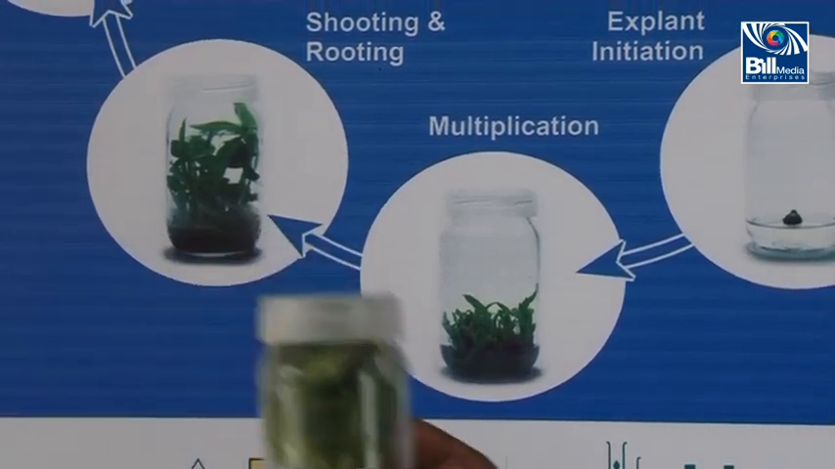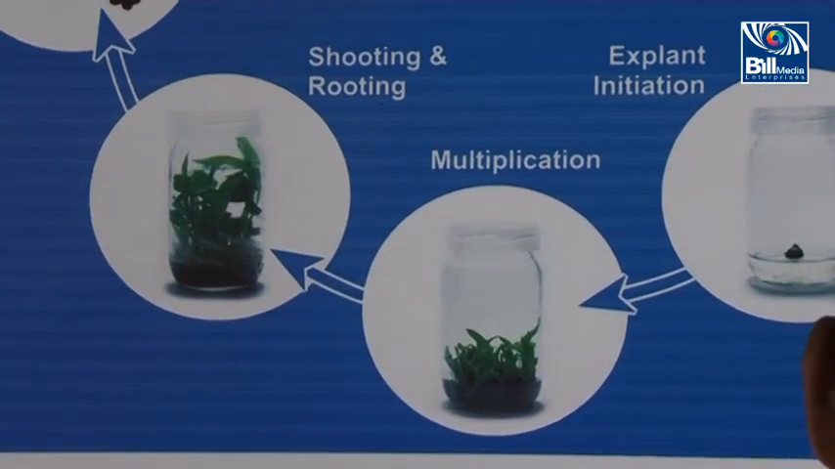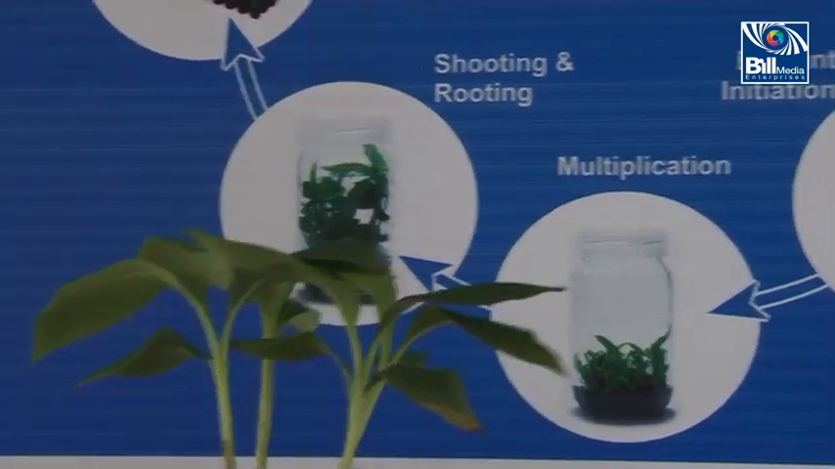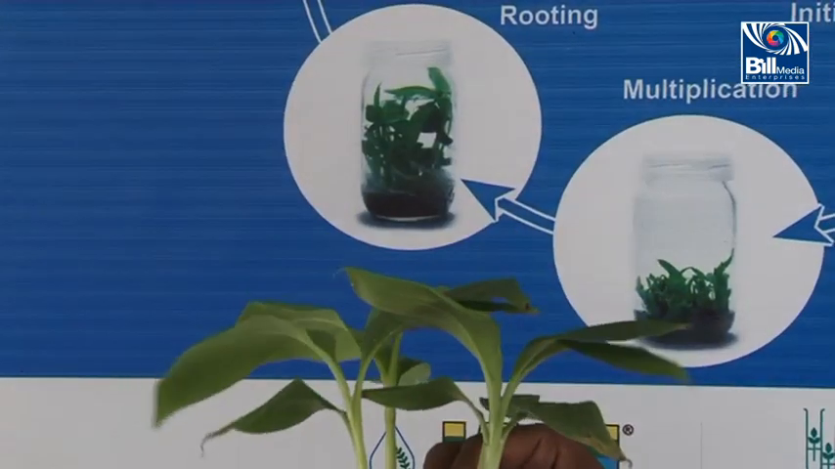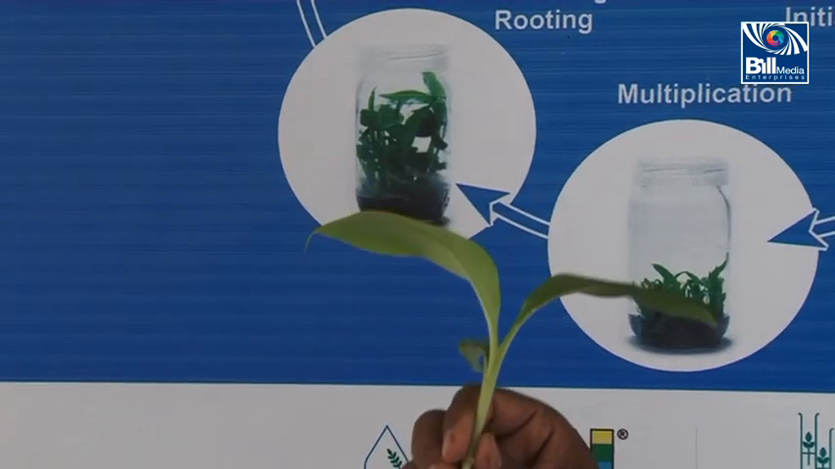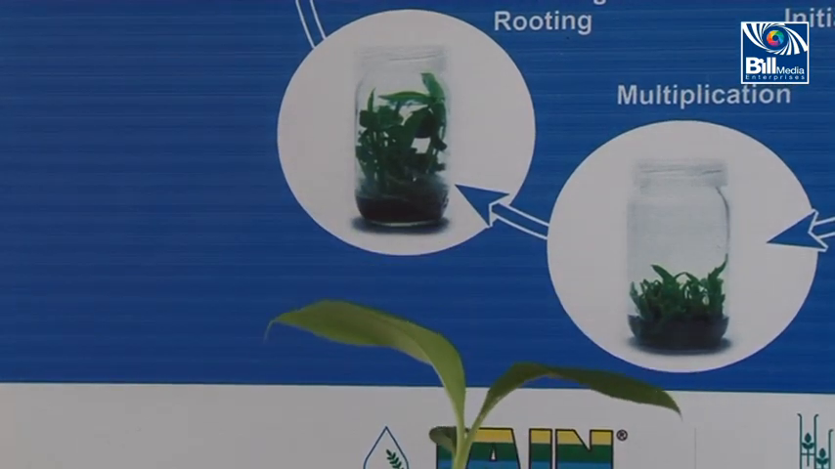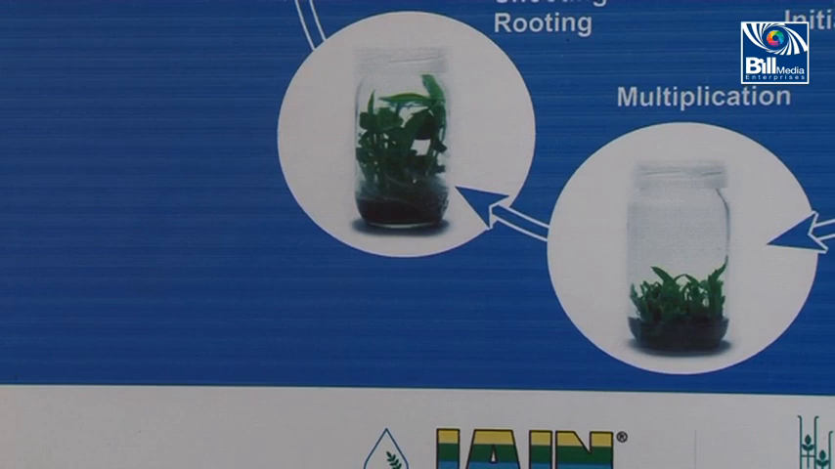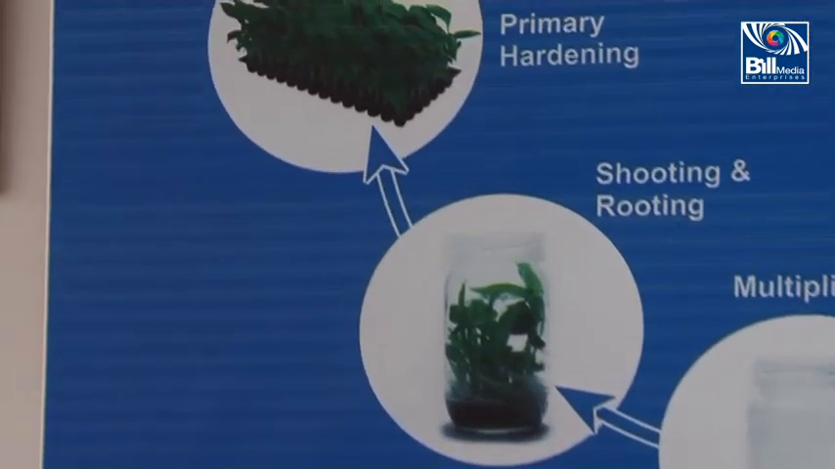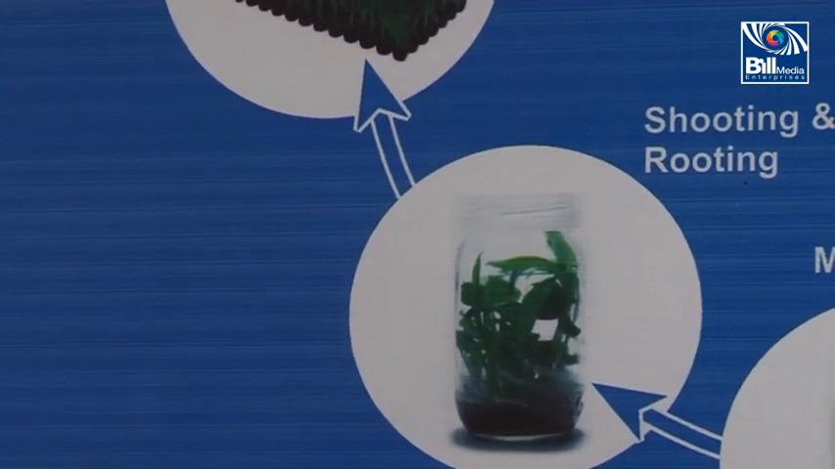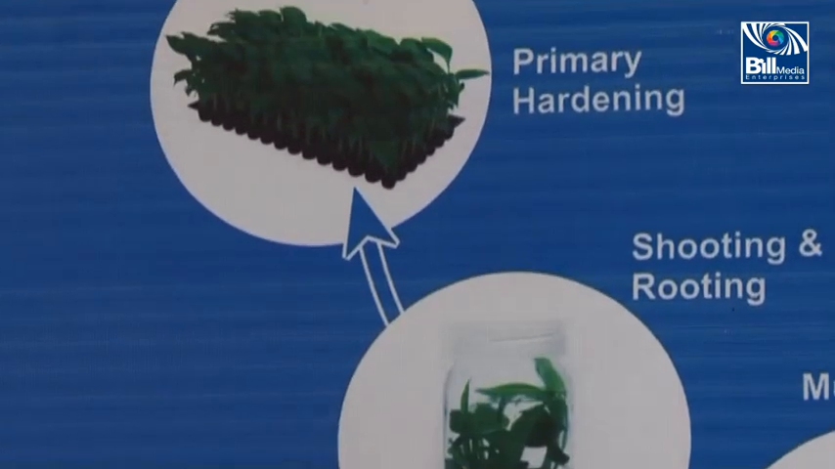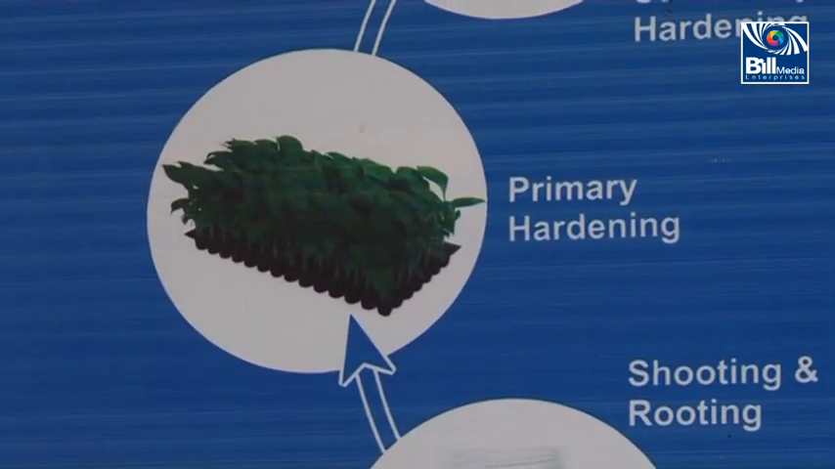Then we are transplanting all these plants into this type of plastic trays. This is called primary hardening. In primary hardening, we are maintaining the temperature and humidity inside the greenhouses, and we are gradually decreasing the humidity and increasing the temperature so that the plant becomes hardened. And this is the primary stage.